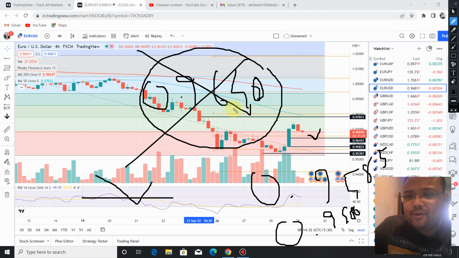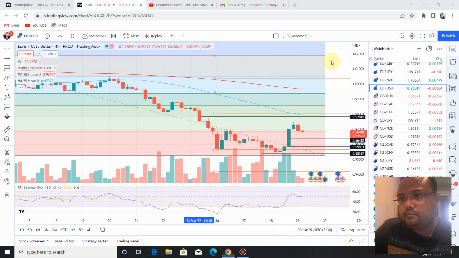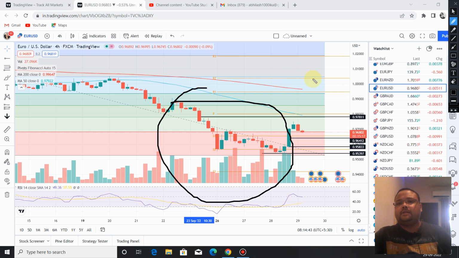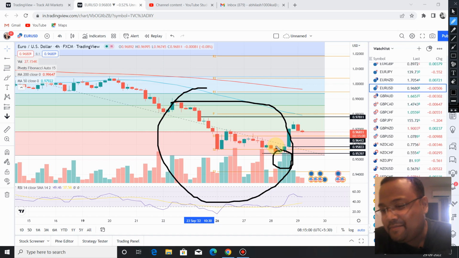But considering yesterday's move and the present trend of Euro USD, I think that unlike previous times, this time there is a chance that if market comes down to this previous low level, market may try to form a double bottom or a triple bottom, whatever you call it. And market may try to bounce again. So these are the three trading opportunities that I see on the chart right now.